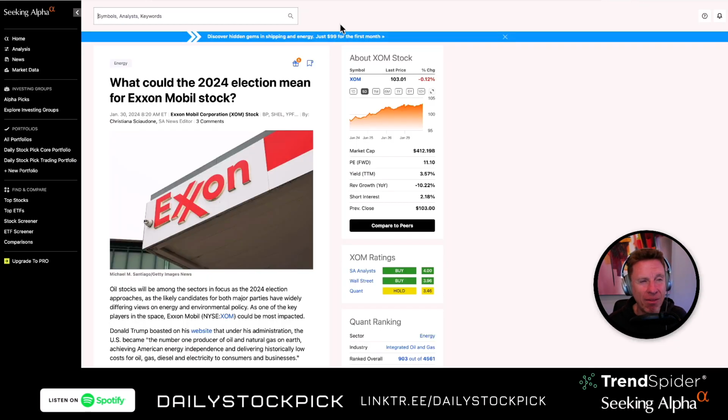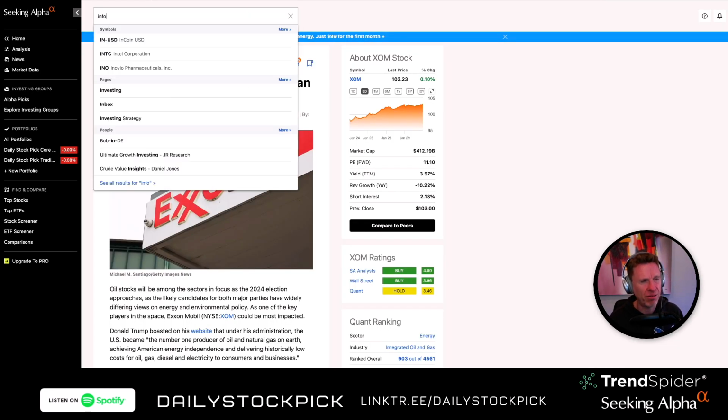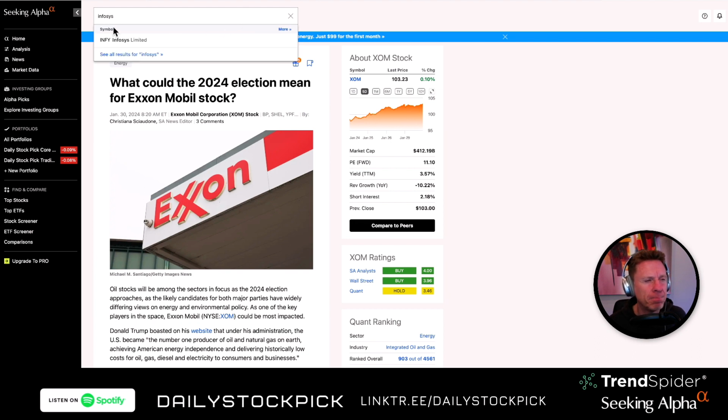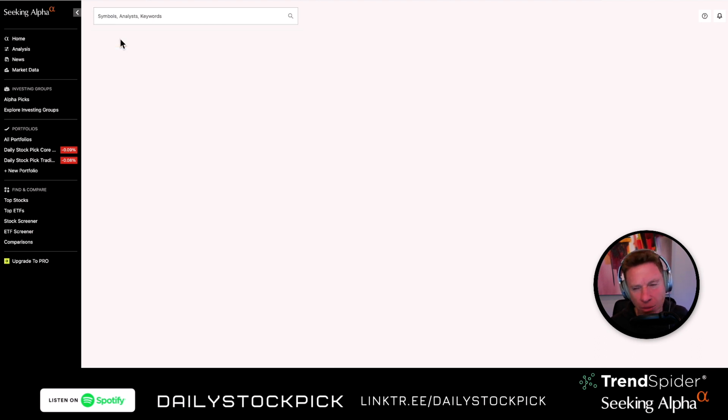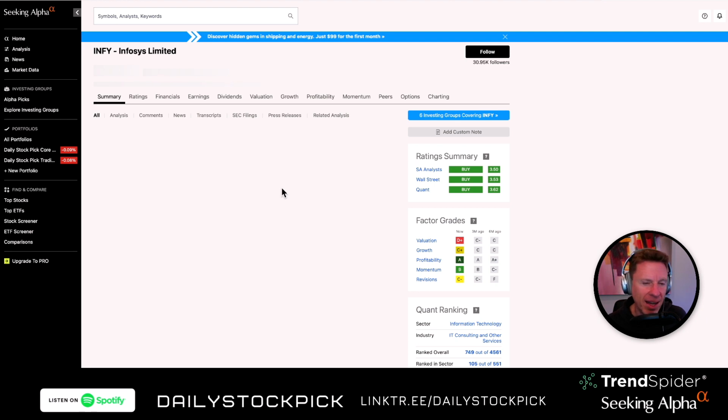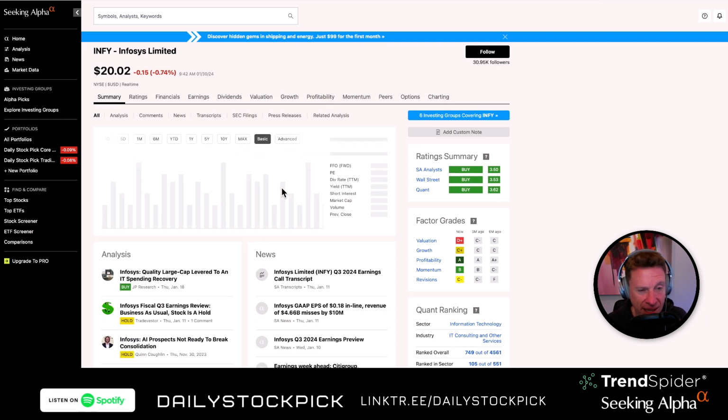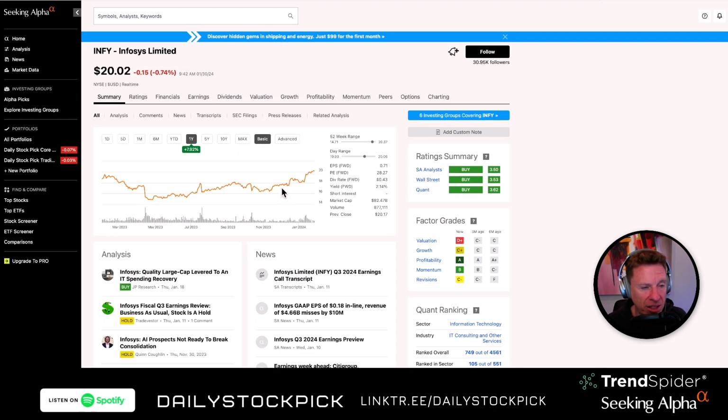In Seeking Alpha, if we go over to look at Infosys, INFY is the symbol. I mean, everything says it's a buy. They don't give you price targets here. It's a little bit high. The 52-week range goes all the way up to $20.06. You're at $20.02. Or I'm sorry, $20.37 is your 52-week high. So you're a little high.